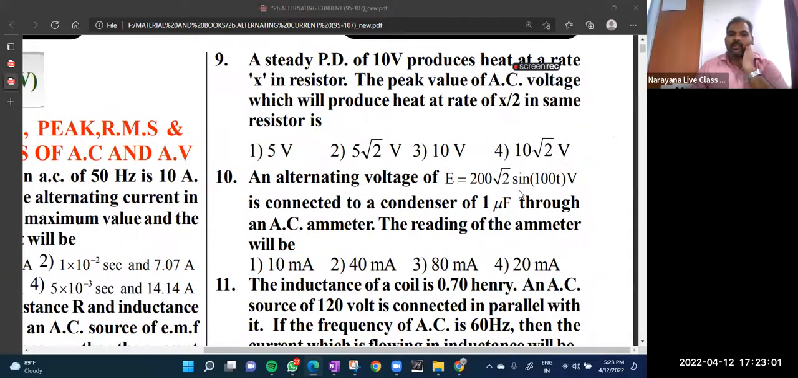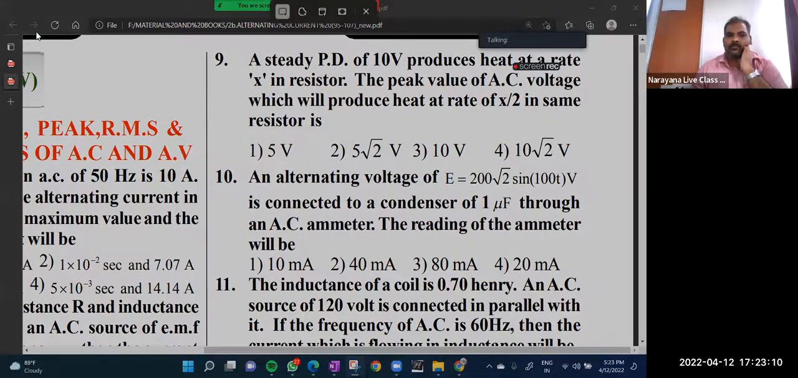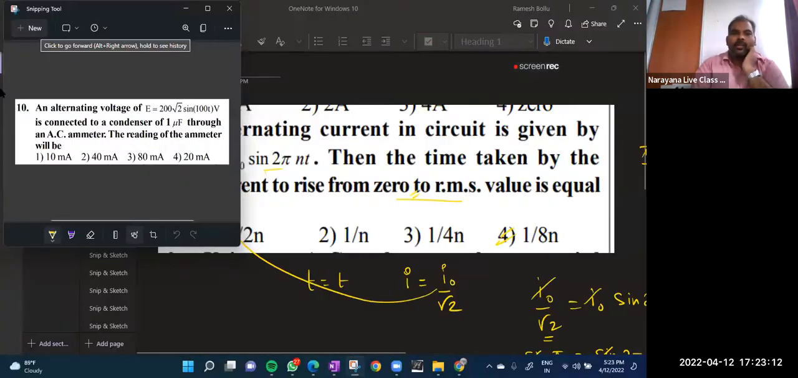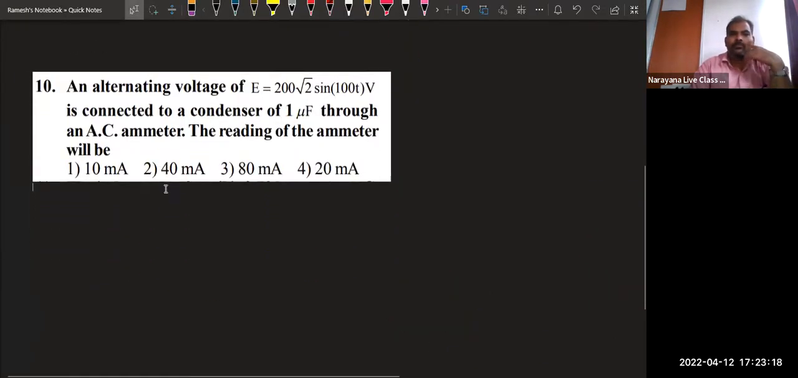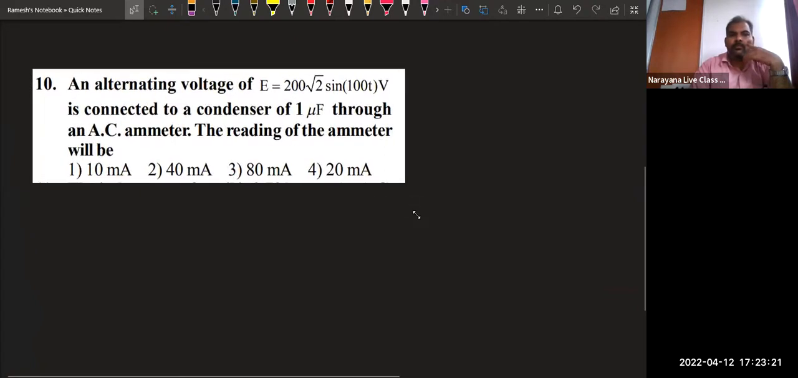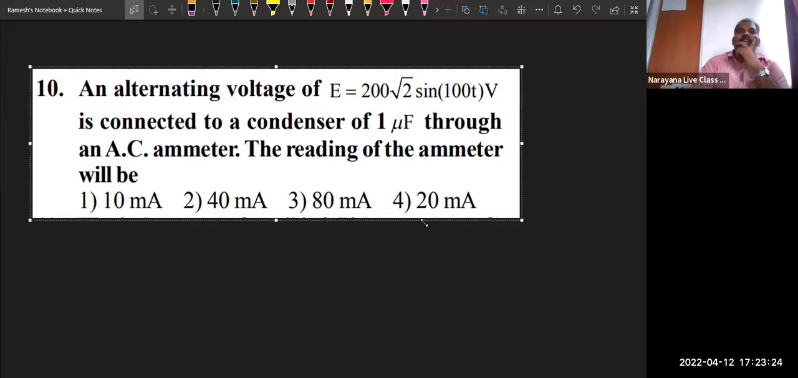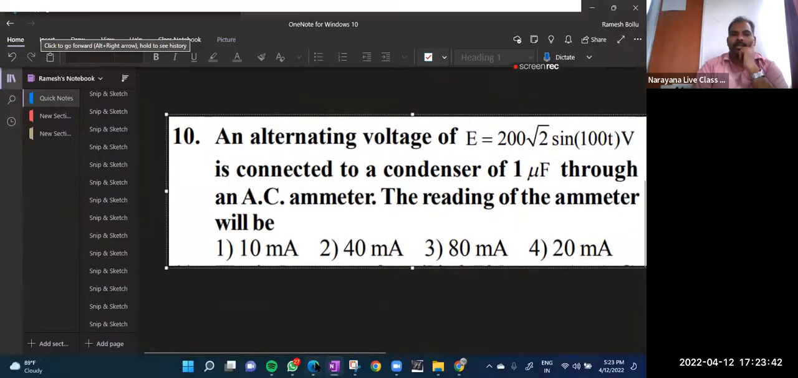Try this question number 10, everyone. An alternating voltage of 200 root 2 into sine of 100 into t is connected to a condenser. Condenser means capacitor. Then the reading of the ammeter. Don't do it. The concept is not completed. Sorry, I did not see the condenser.